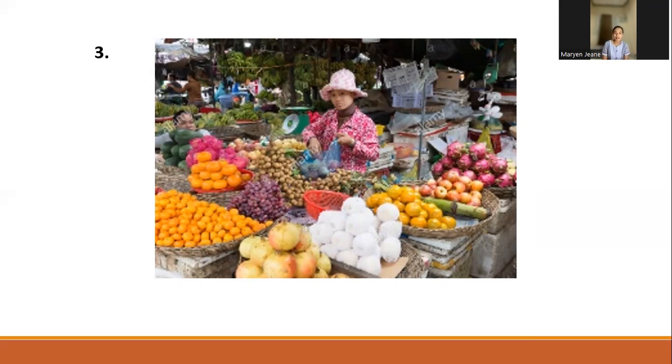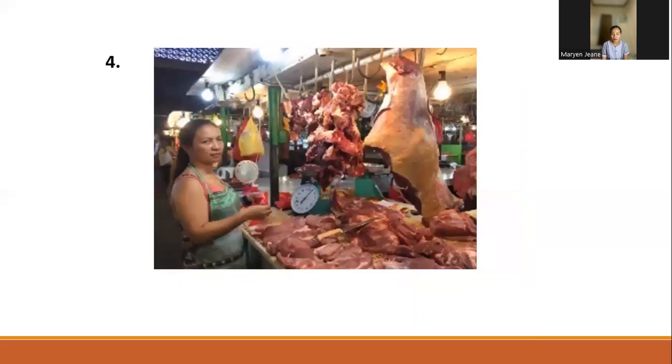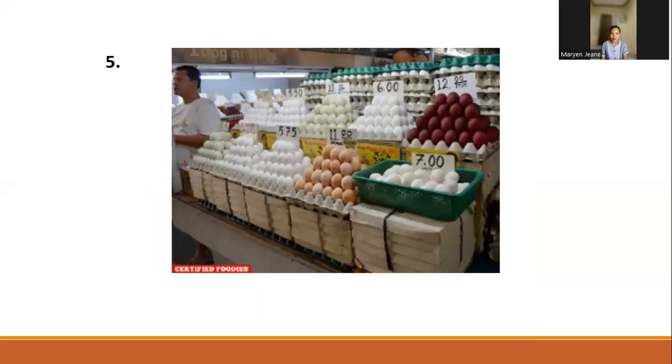You can see what else? Yeah, papaya, ponkan, and a lot more fruits. Very good. Let's move on to number 4. Yeah, we can see that the lady is selling meat. Yes, she is selling meat products. And I think in this picture, it is a meat of a cow. Yes, very good. Now let's move on to number 5.